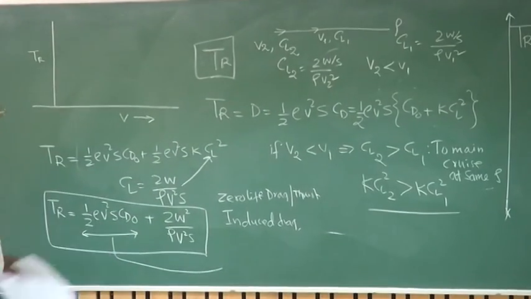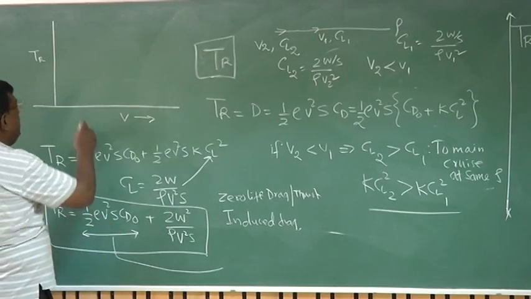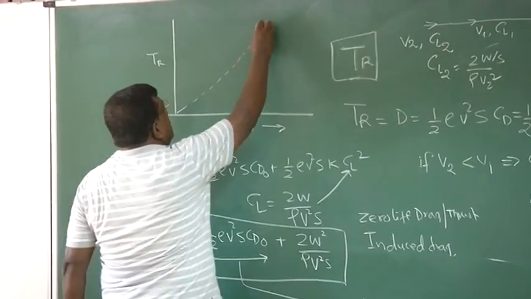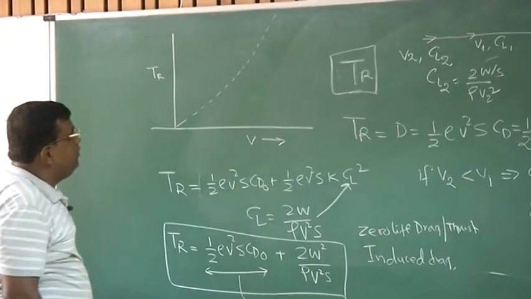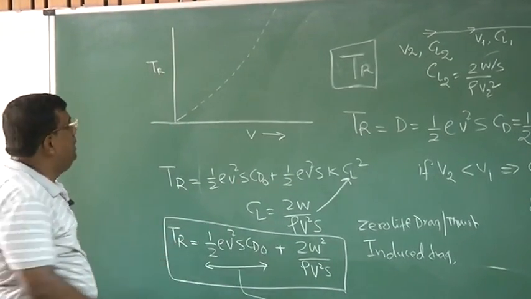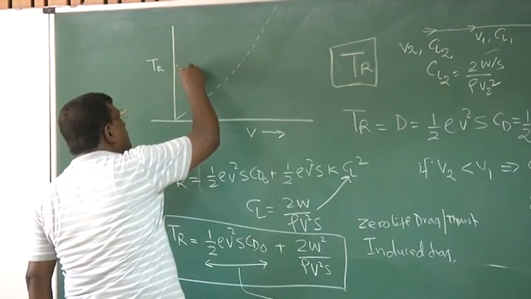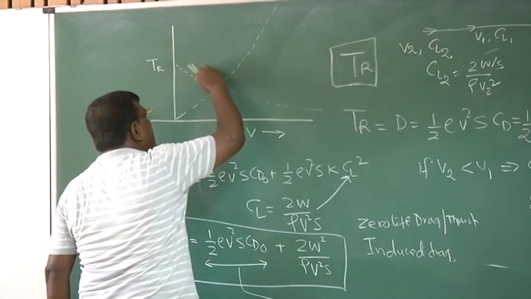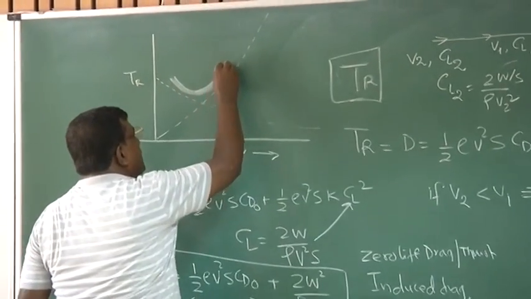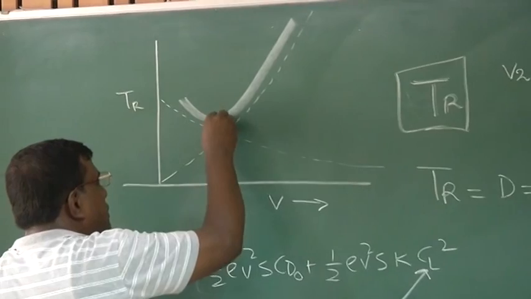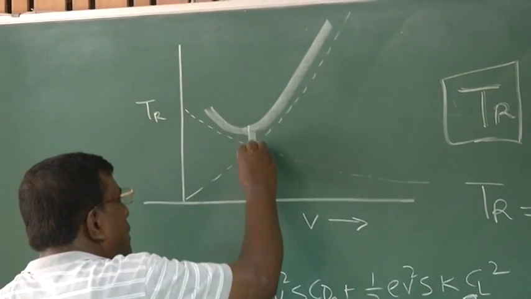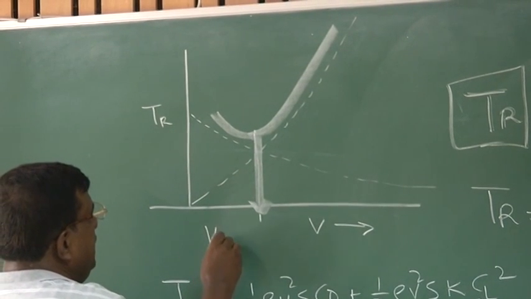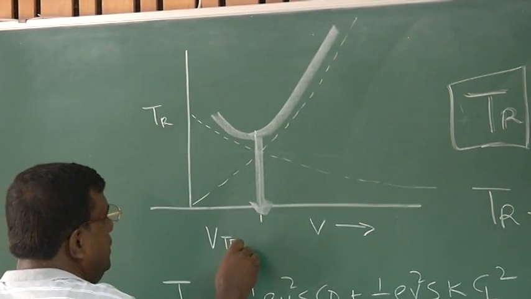So now if I see this, if I want to plot the zero lift drag, it will be going like this. It will go on increasing with V. However, the second term will go on reducing as V increases, and the net will be something like this, and this is the portion which we will give the name V for thrust required minimum.